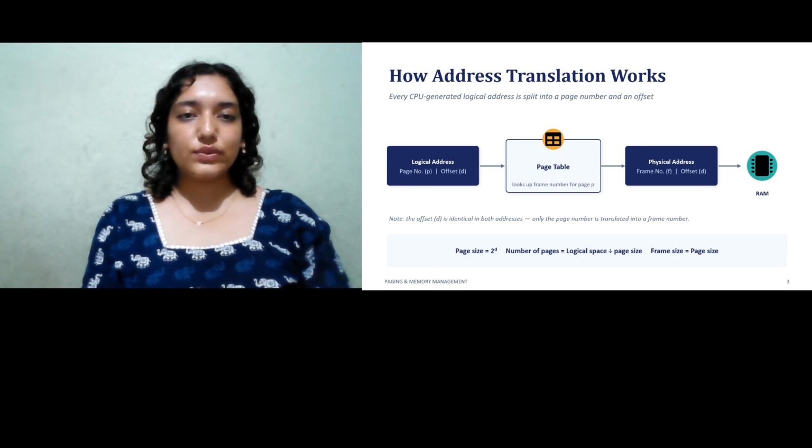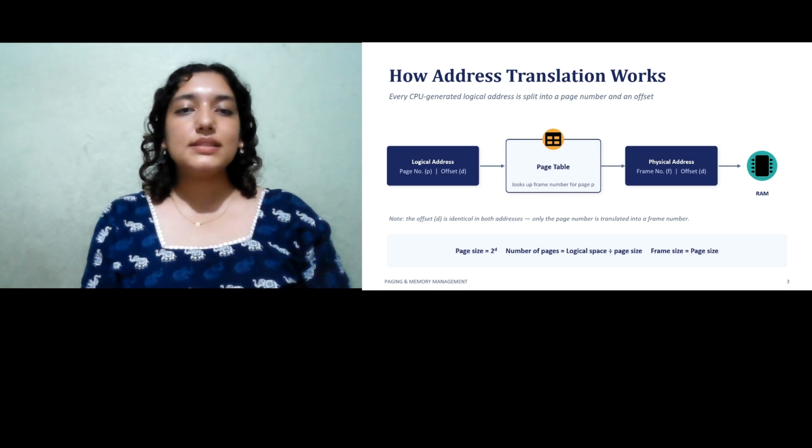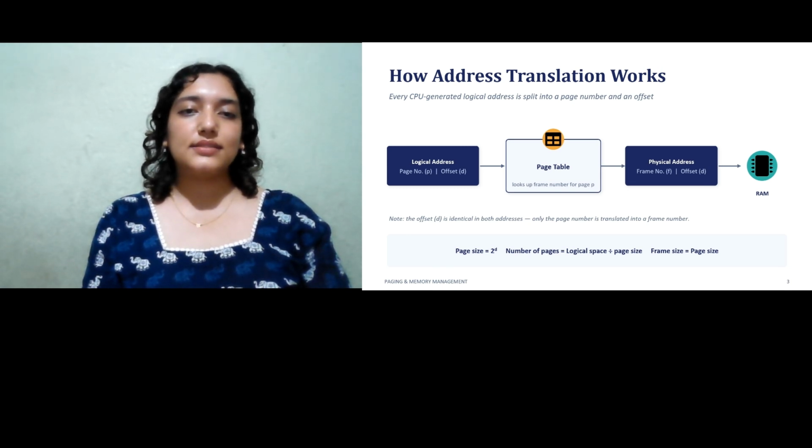How does address translation work? Here's the mechanism. Every address the CPU generates is a logical address, split into two parts, a page number and an offset. The page number is looked up in the page table, which tells us which physical frame that page lives in. The frame number combined with the same offset gives us the physical address in RAM. Note that the offset never changes, only the page number gets translated into a frame number. At the bottom, you can see the basic formulas. Page size is 2 to the power of the offset bits, and frame size always equals page size.